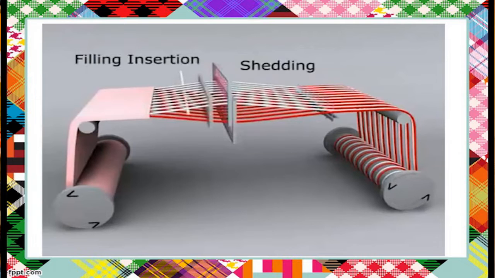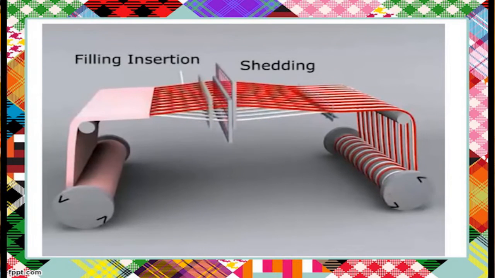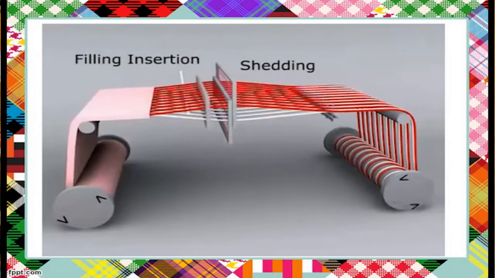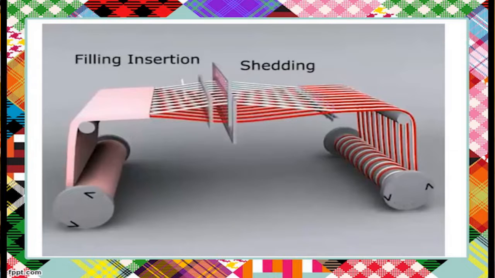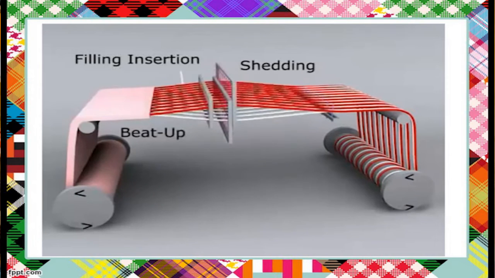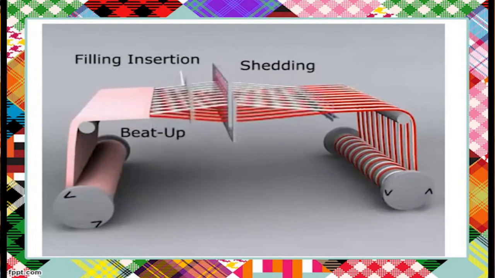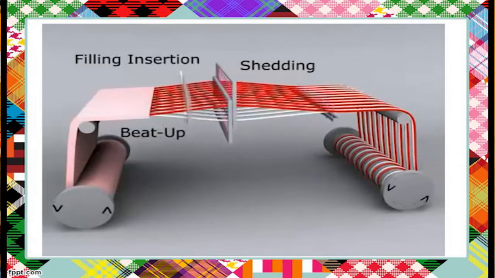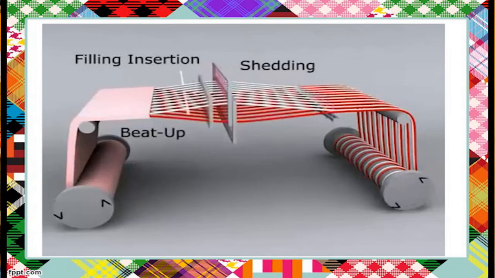Next is the picking process. Picking motion allows the shuttle to carry the weft from one side to the other side of the loom. The shuttle is the tool that helps carry yarns through the shed. The last primary motion is the beating-up process. It is also the last operation of the loom in weaving, in which the last pick inserted into the fabric is beaten into position against the preceding picks.